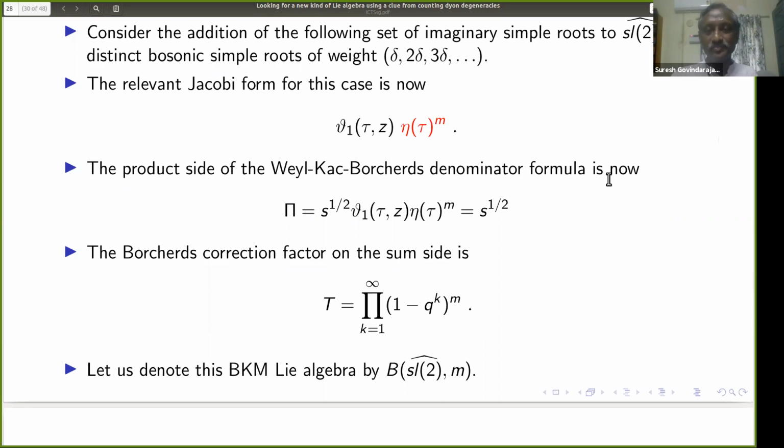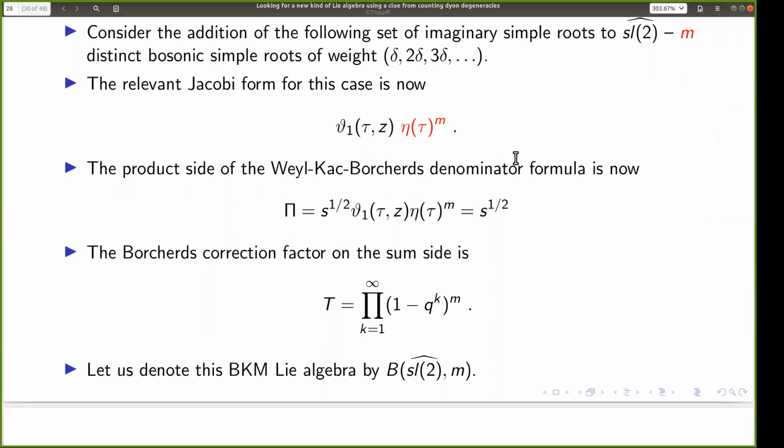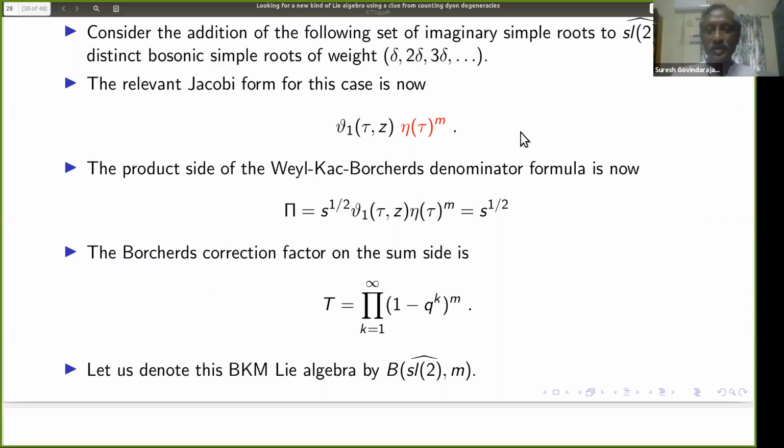Okay. Where is the information about M? Here? No. In the Cartan matrix? That's because it's M times infinity. There are so many of them. It's a countable infinity.